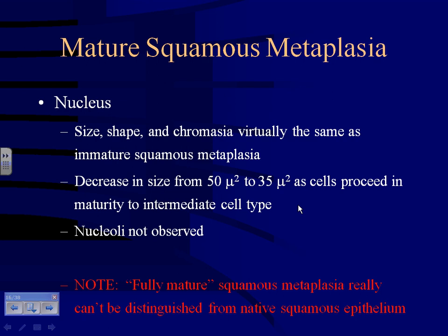Okay, as they become more mature, the nucleus tends to shrink in size and will proceed to the size of an intermediate squamous cell, at 35 square microns. And again, nucleoli are not observed. And note again that the most fully mature squamous metaplasia really cannot be distinguished from normal, native, mature squamous epithelium. So when we're referring, as we discussed earlier, to mature squamous metaplastic cells, we're really referring to those that aren't quite fully mature. Okay?